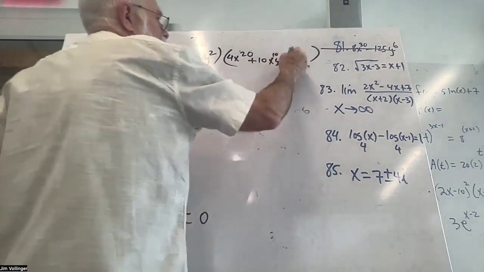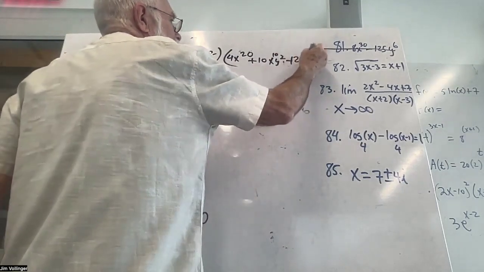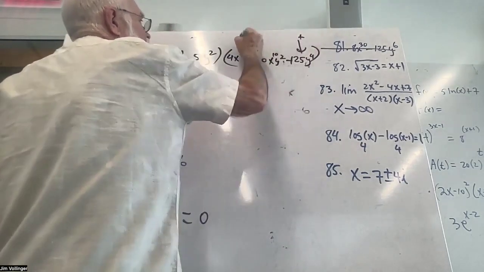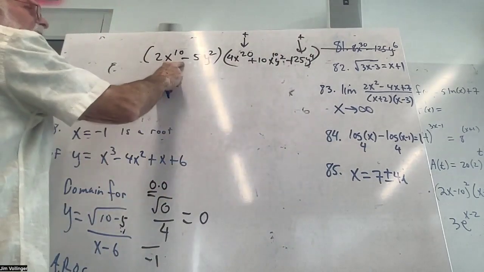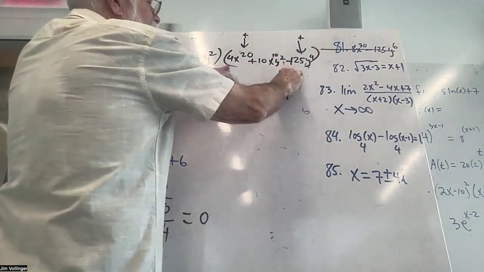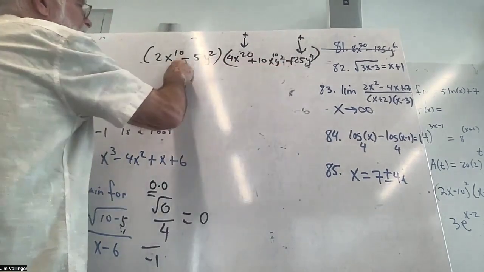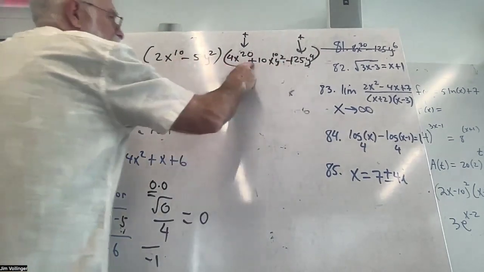Squaring that gets me 25y to the 4th. That's always positive. I don't care if it's a plus or a minus here. These are going to be positive, and the one in the middle, if that's a negative, is a positive. If that's a positive, then that's a negative.